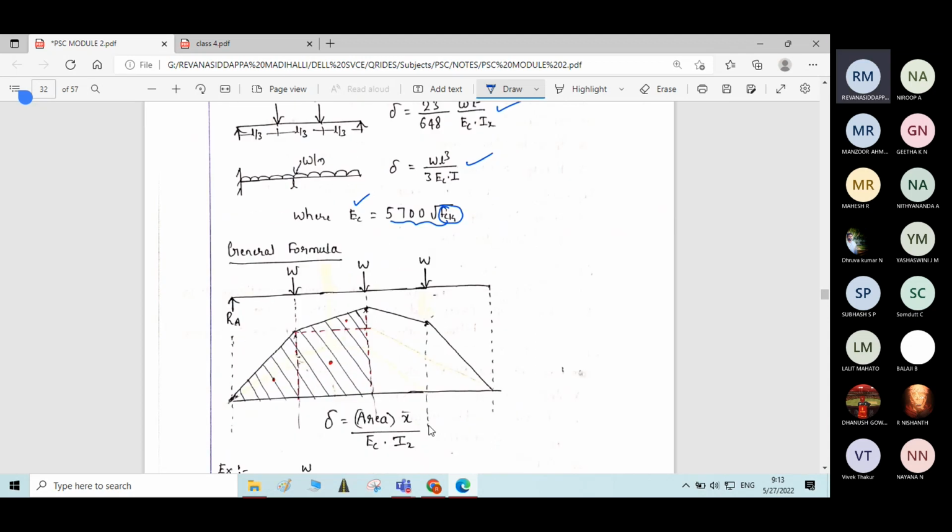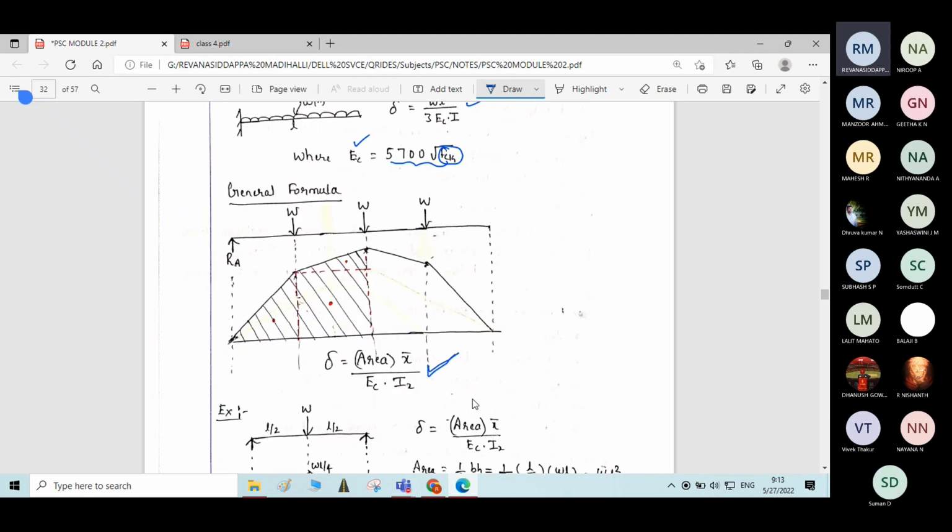We have the generalized formula to find the deflection of the beam due to loads, whether it may be dead load, live load, or a pre-stressing force. Utilizing this generalized formula, we can find the deflection. Here below, I have shown one example.